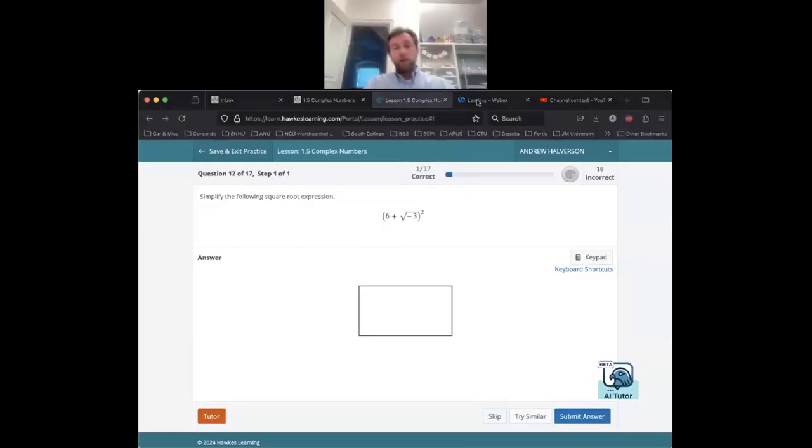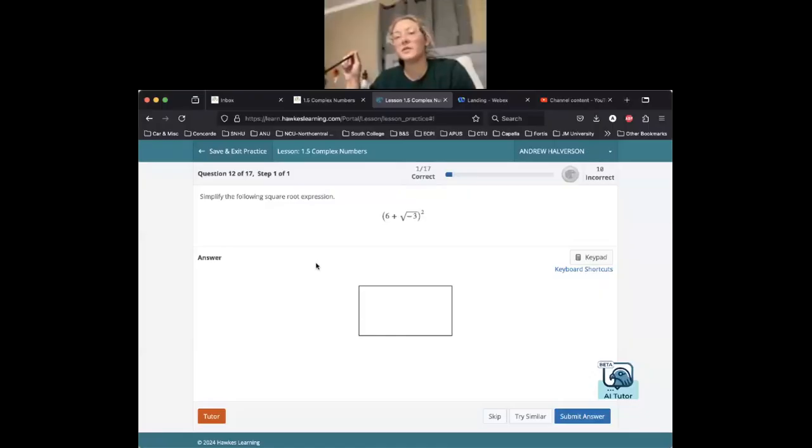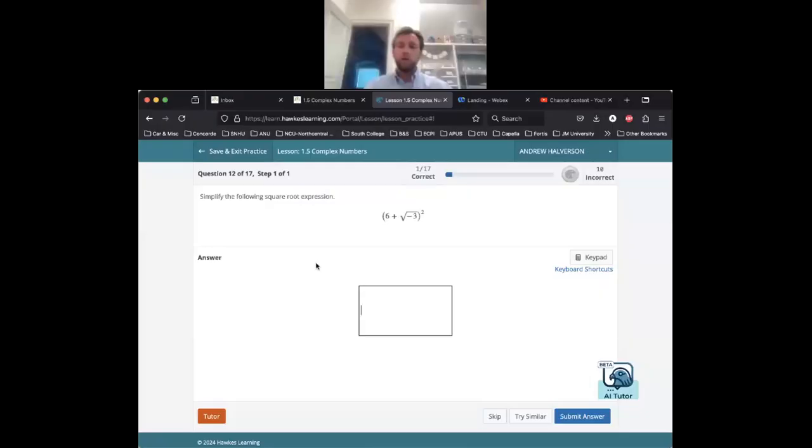How about this one? This one's not really that different. It just looks different. Let me ask you, what's your inclination on this particular problem, 6 plus the square root of negative 3, all of that squared? What do you want to do? Take care of everything in the parentheses before you make 2 copies of it. Okay, so what would you propose?